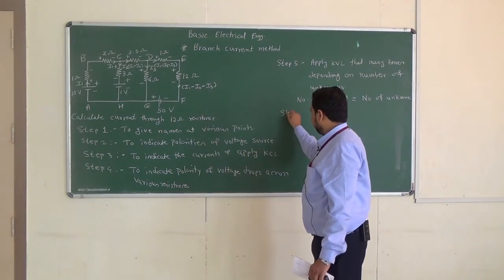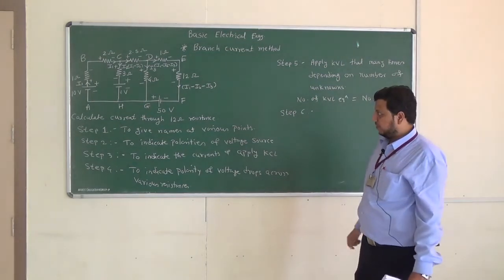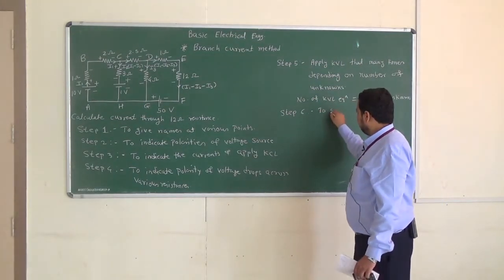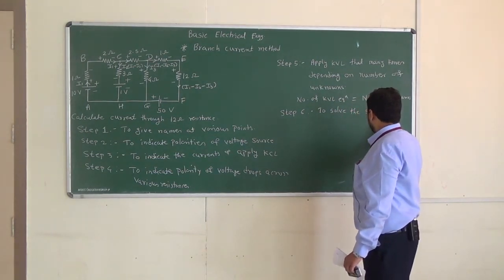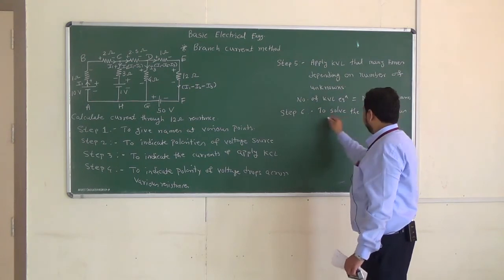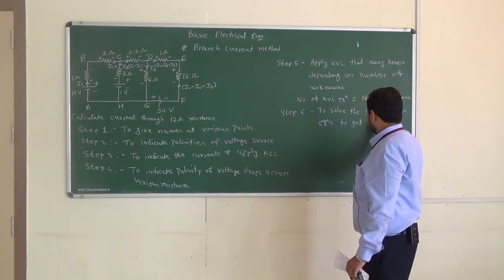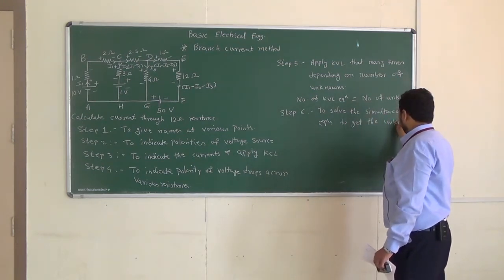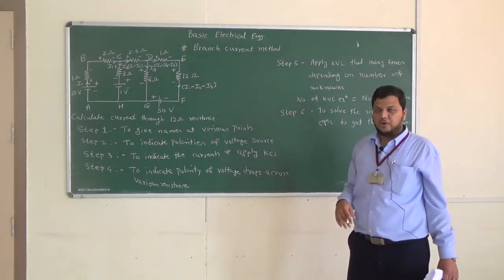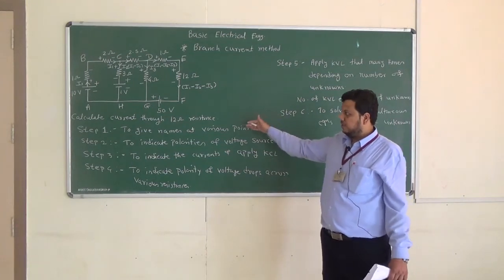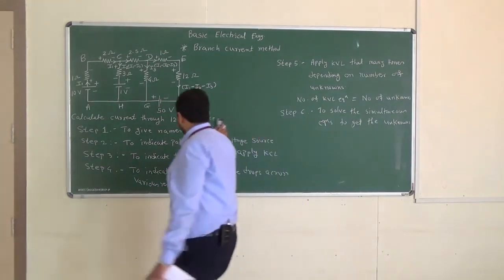And the last step required to solve the problem, to determine the various unknown quantities, is to solve the simultaneous equations to get the unknown quantities. So these are the various steps that we have to follow. Now we will actually apply the KVL equations and solve this particular problem. So I will rub this part.